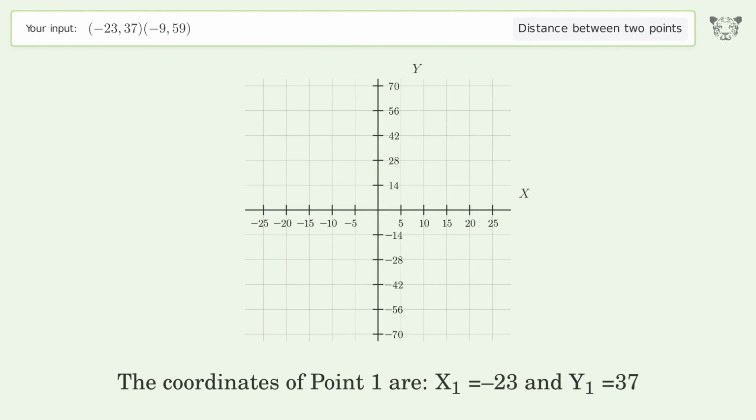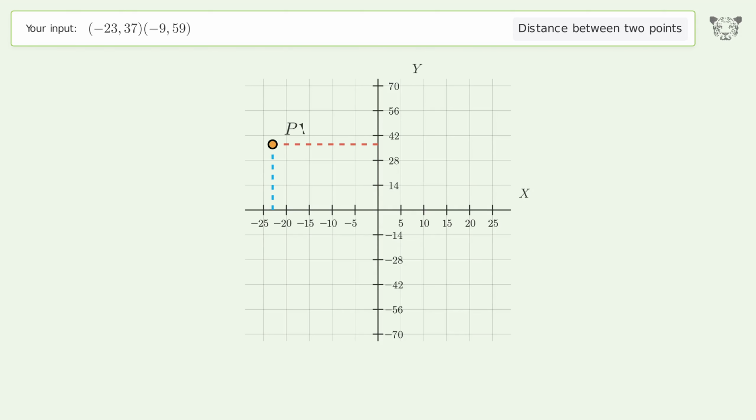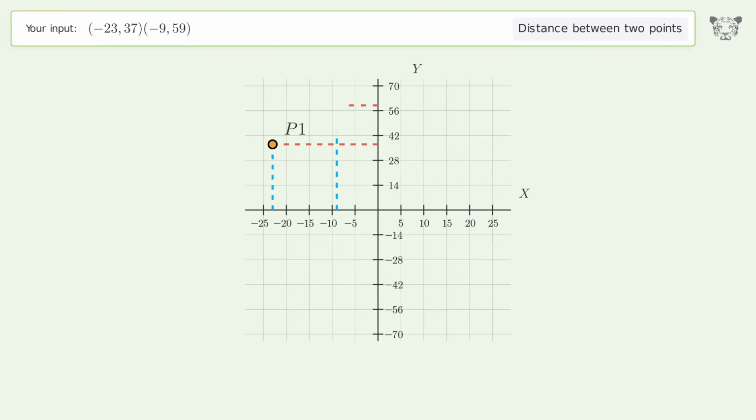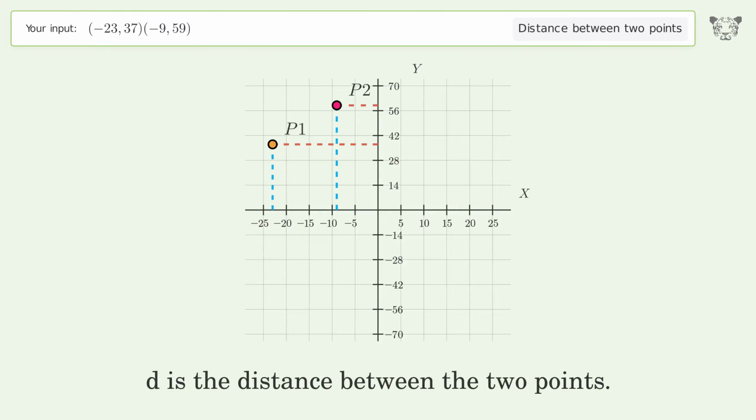The coordinates of point 1 are x1 equals -23 and y1 equals 37. The coordinates of point 2 are x2 equals -9 and y2 equals 59. D is the distance between the 2 points.